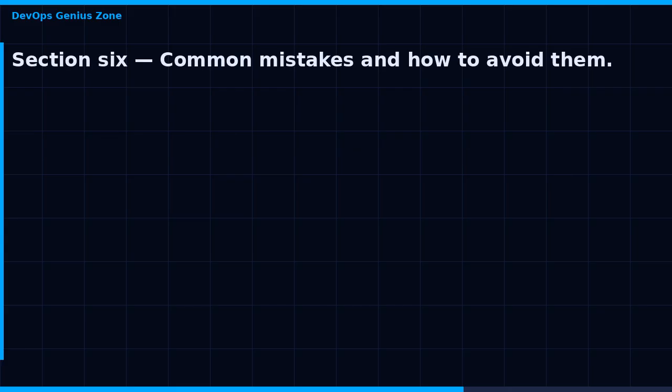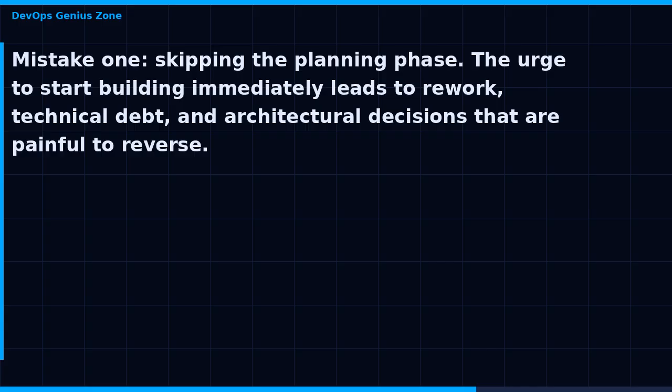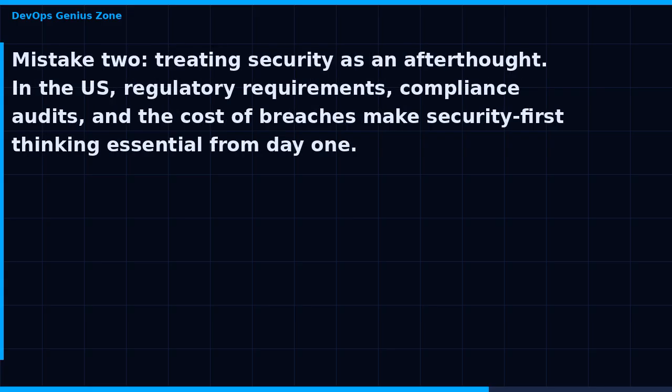Section 6, Common mistakes and how to avoid them. Mistake 1, skipping the planning phase. The urge to start building immediately leads to rework, technical debt, and architectural decisions that are painful to reverse. Mistake 2, treating security as an afterthought. In the US, regulatory requirements, compliance audits, and the cost of breaches make security-first thinking essential from day one.